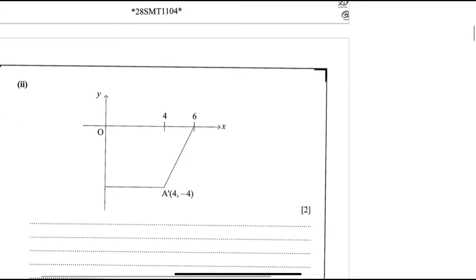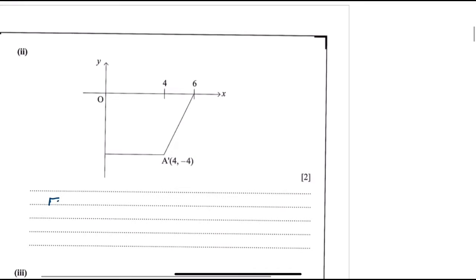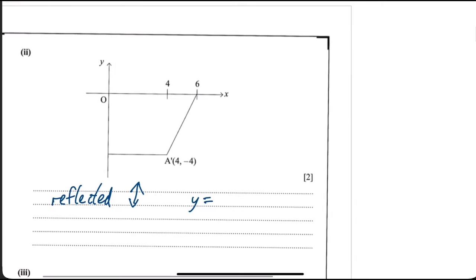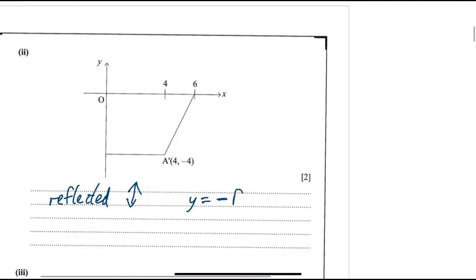The next one, this is a vertical reflection. So it's in the vertical direction. So it's y is equal to minus f of x is what it should be.